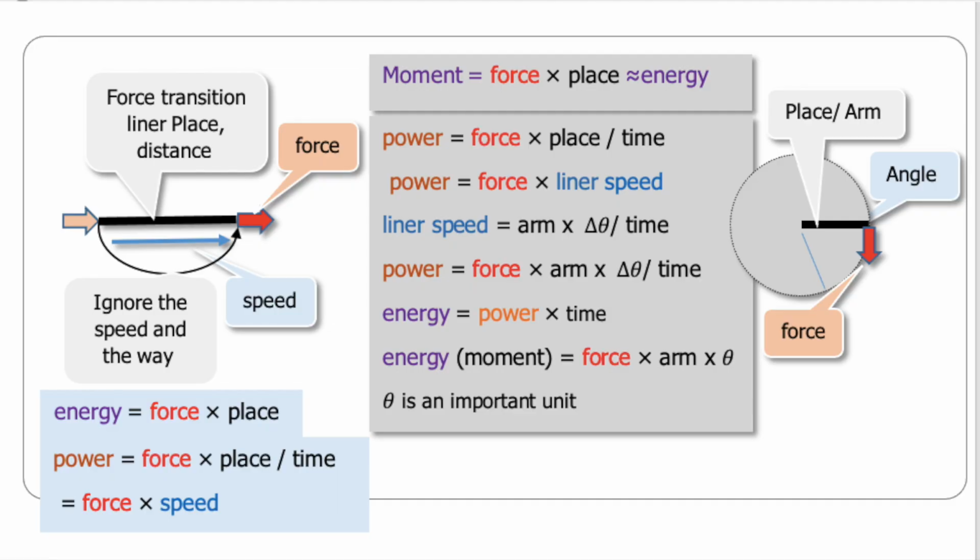Linear speed is the arm multiplied by delta theta on time, W. Power is force multiplied by arm multiplied by delta theta on time. Energy equals power multiplied by time. That means we have the energy of the moment equal to force multiplied by arm multiplied by theta. Theta is an important unit. Till now, we don't use it as a unit, but it is a unit.